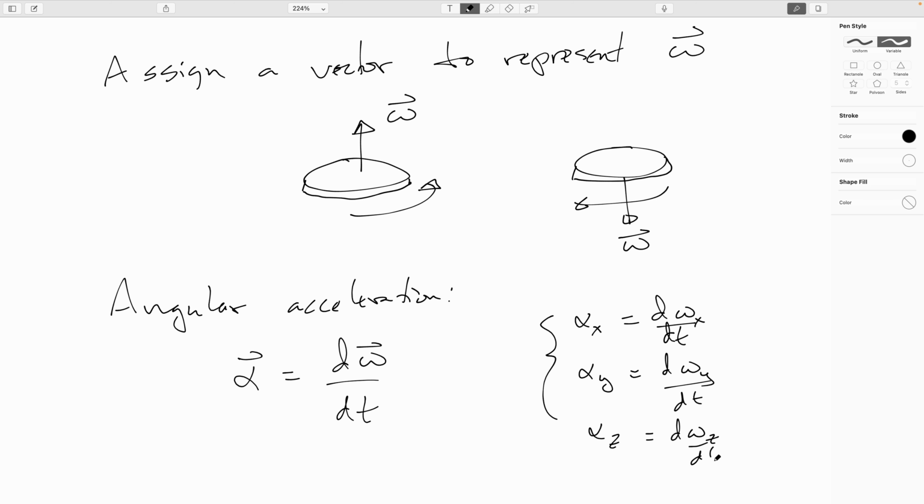So a reasonable question to ask, and one that I'm going to ask you, is will it always be the case that the angular acceleration vector will at least point along the rotation axis? So go ahead and pause the video and get back with me on that. Okay, turns out the answer is no, as you can see in this clip here.